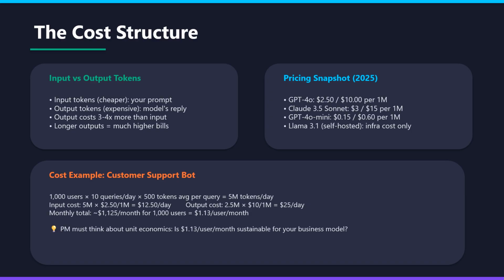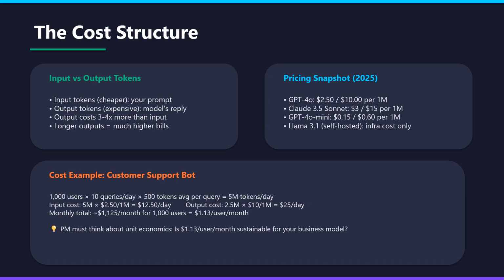Output costs 3 to 4 times more than the input. Longer output means much higher bills. That's a product design decision. Do you want verbose responses or concise ones? That you need to decide.